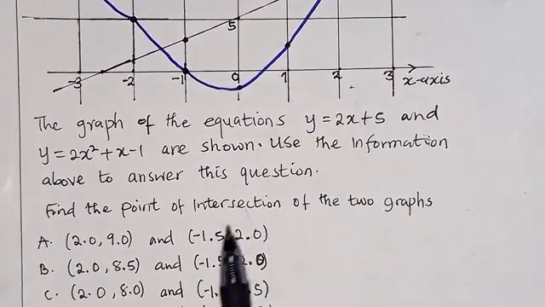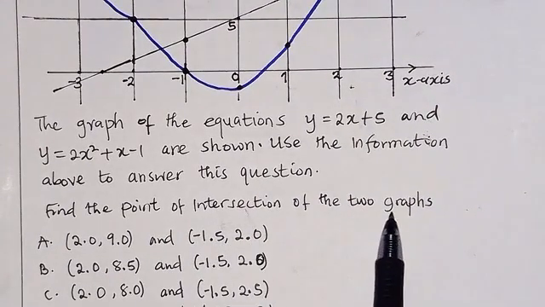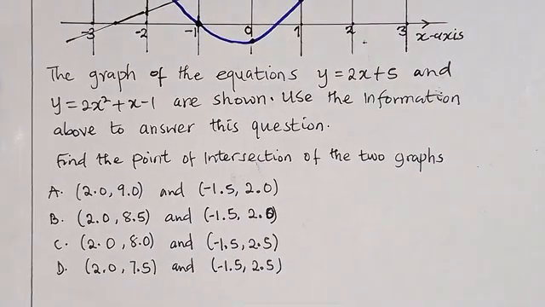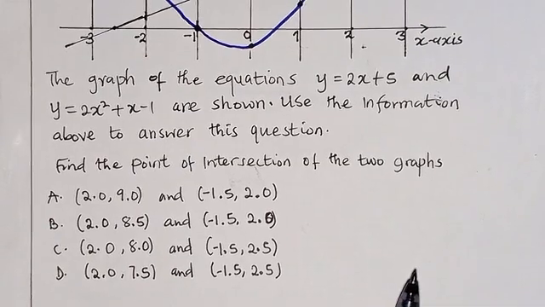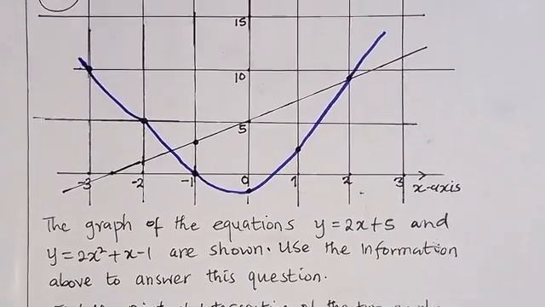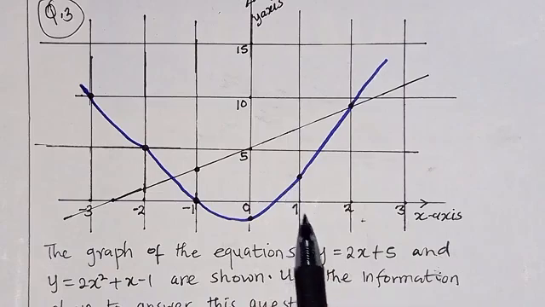So we want to find the point of intersection of the two graphs. So we have the points here. I would like you to pause the video, look at the graph we have above, then find the point of intersection of the two graphs.